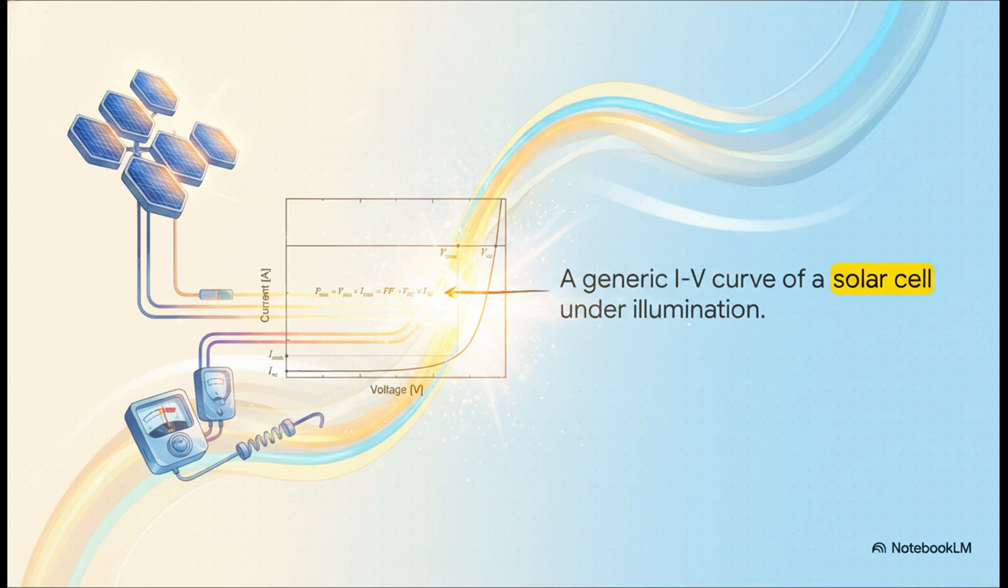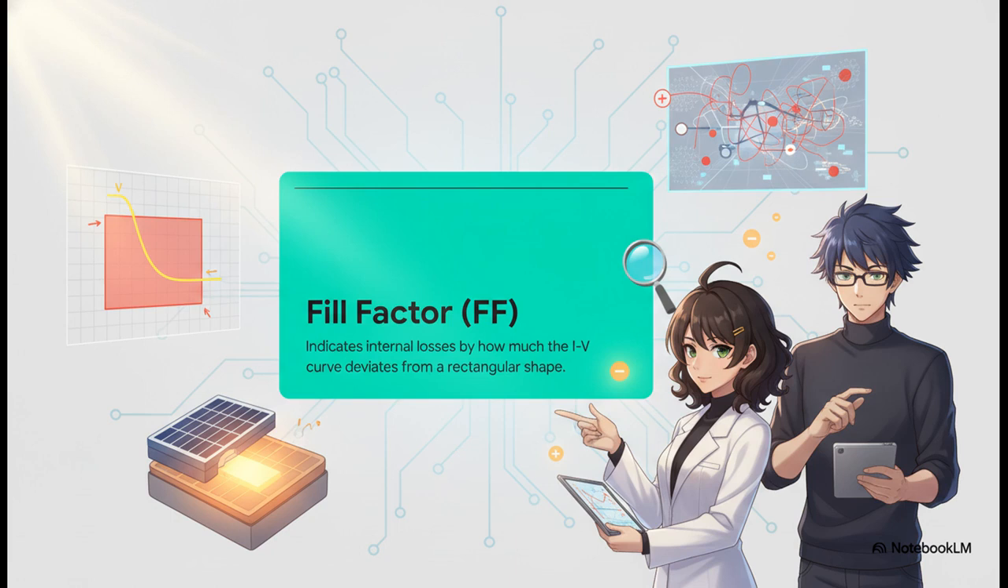But the real magic happens right at the knee of the curve. That specific point is Pmax, the maximum power point. Because electrical power output equals voltage multiplied by current, this one spot is where the solar cell is operating at its absolute highest efficiency.